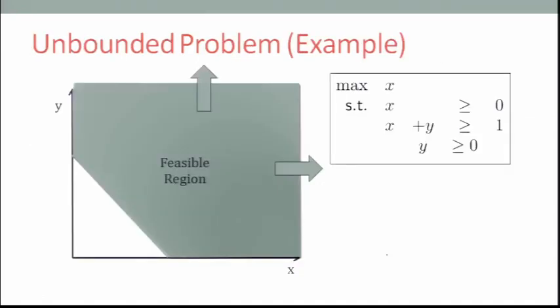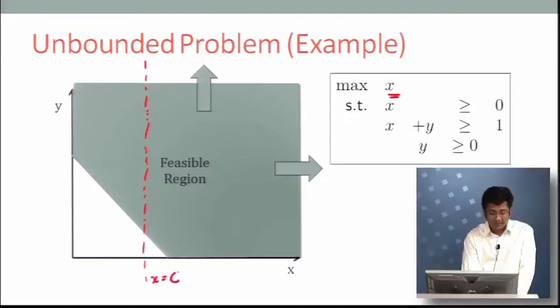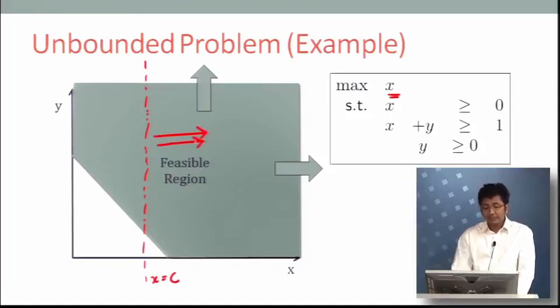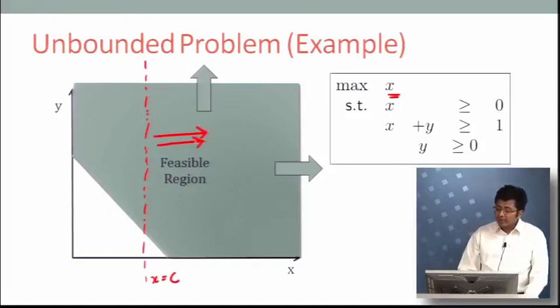Okay, so let's take an example of an unbounded problem. In this case, we are maximizing x. So the objective function's level sets look like this. These are the level sets for x equals c for some constant c, and it increases in this direction. Okay. Now let's look at the feasible region.